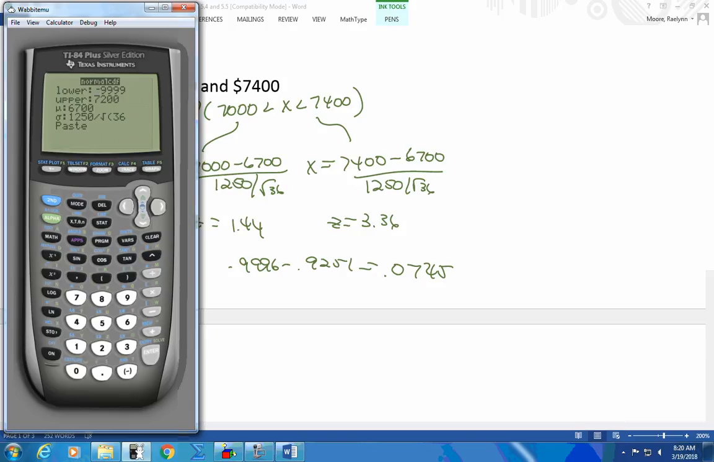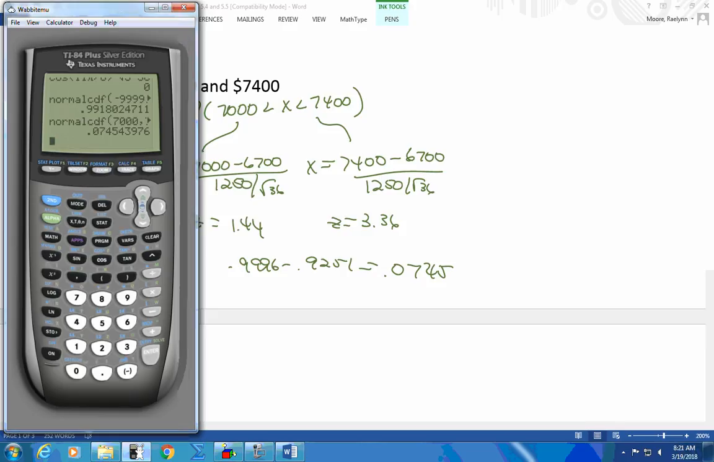Your lower limit is, what was the lower limit? 7,000? Your lower limit is 7,000. Your upper limit is 7,400, sorry. Okay, there's your mean, there's your standard deviation. Leave everything there. Paste. This will automatically find your areas. It will automatically subtract. So just round that to 4 decimal places.